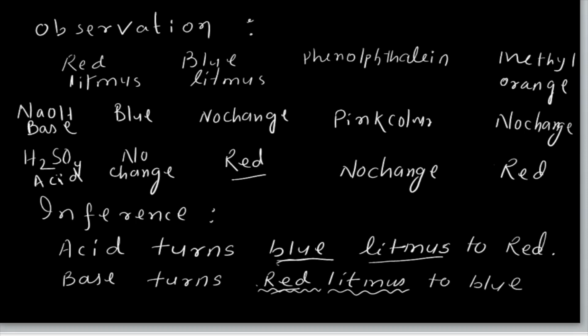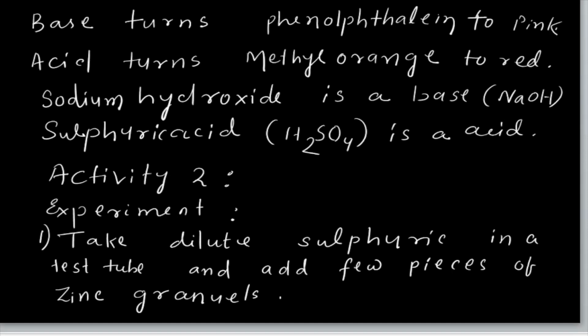Then the other inference you see here: base turns phenolphthalein to pink. When you take a base, sodium hydroxide solution is a base, the phenolphthalein solution turns pink. Acid turns methyl orange to red. These things you should remember.